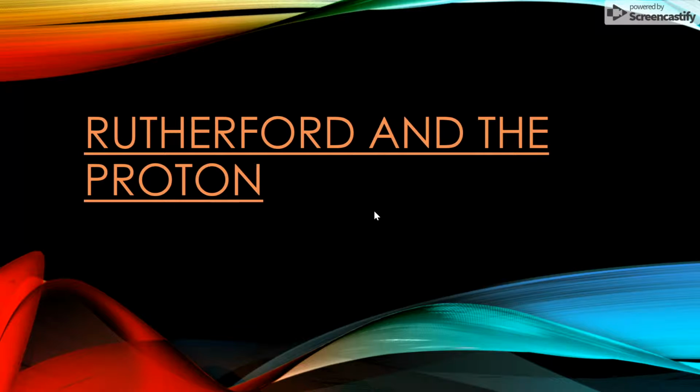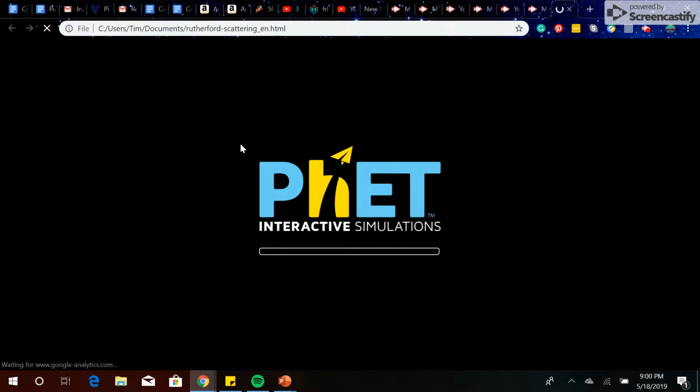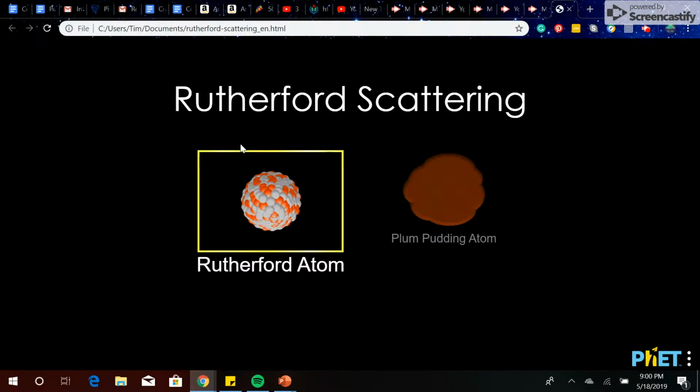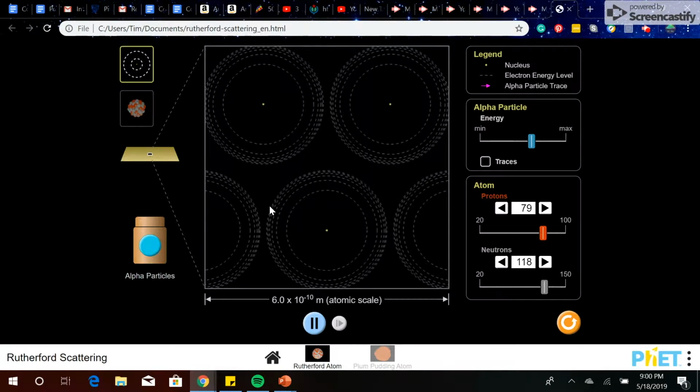So one of Thomson's students was Ernest Rutherford, and what he wanted to do is prove that Thomson's theory was correct. So let's take a look at his experiment. All right, so here we have the Rutherford atom. So we're going to start it up.